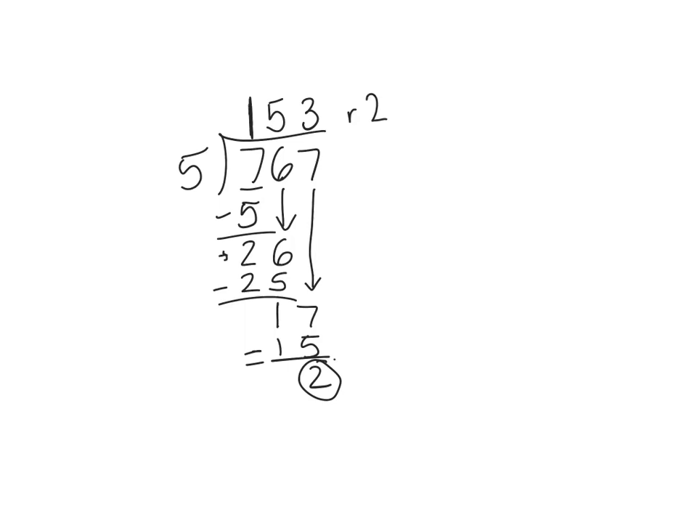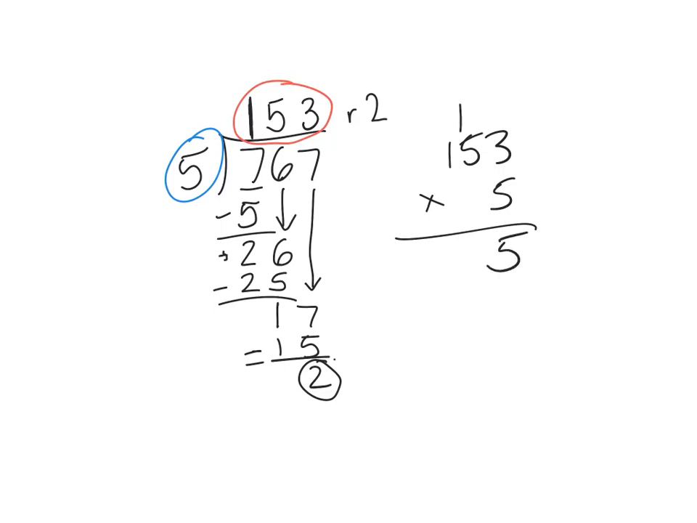So if I'm not feeling super confident in my answer, or if I'm wanting to check and double-check my work, I could use multiplication to check if my quotient and my remainder are correct. So what I can do is multiply the quotient I got by my divisor. So I'm going to multiply 153 times 5. I could just use the standard algorithm. I'm going to do that really quick.